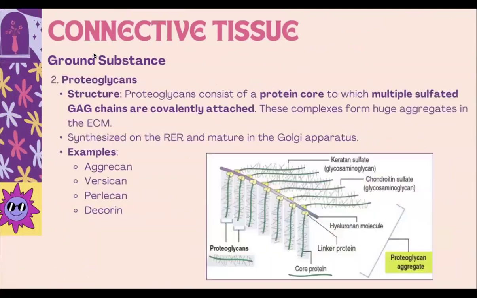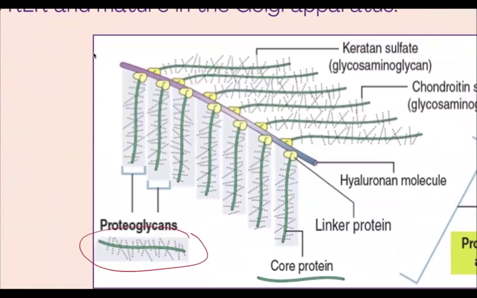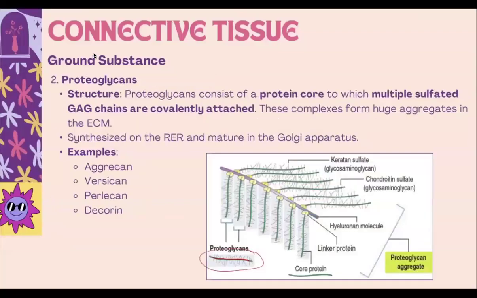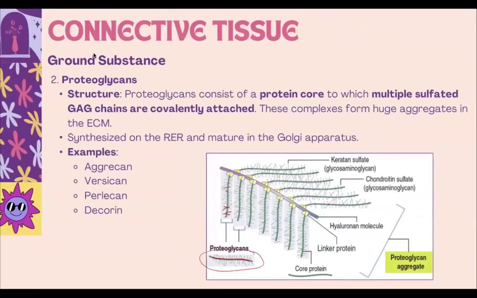Then, after glycosaminoglycans, you have proteoglycans. The name suggests it's a protein, and then they have glycans, so they have the GAGs attached to them. If we come to this picture here, this is a proteoglycan. This green part over here is your protein. Then these little dotted lines attached to the green line are your GAGs. These can be hyaluronic acid, dermatan sulfate, and so on.